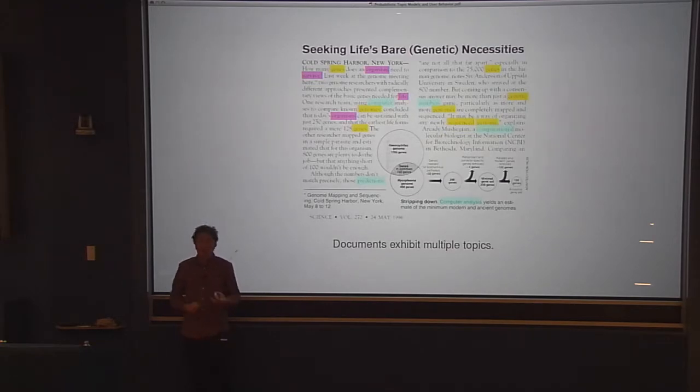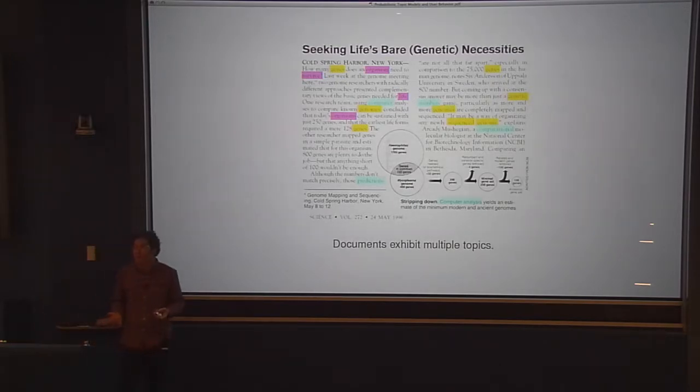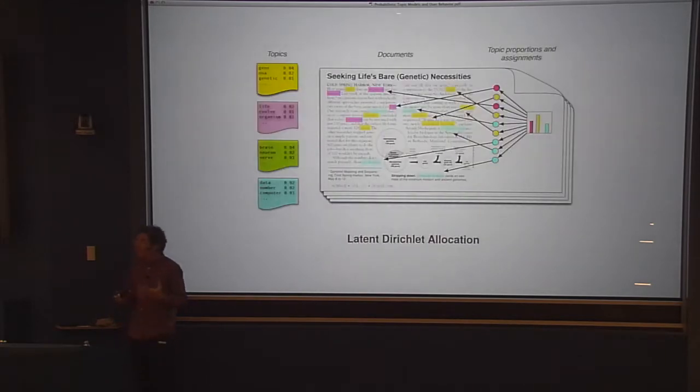So if I took the time and highlighted every word in this article, and then if you squinted at it, you would see that it blends blue, pink, and yellow. It blends data analysis, evolutionary biology, and genetics. And that's the intuition behind the simplest topic model, latent Dirichlet allocation. What we do is we take that intuition and we turn it into a probability model, a generative probabilistic model, which if you're not familiar with, it's best to become familiar with this idea by an example.